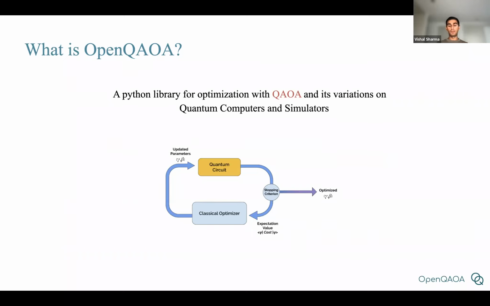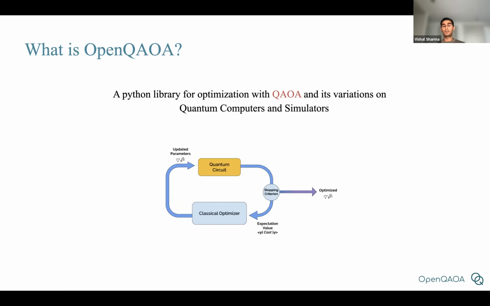The job of the classical optimizer is to take that quantity that you came up with and use it like an objective function, and suggest new parameters that minimize or maximize whatever you've designed your algorithm to minimize or maximize, and come up with new parameters that you feed back into the quantum circuit.